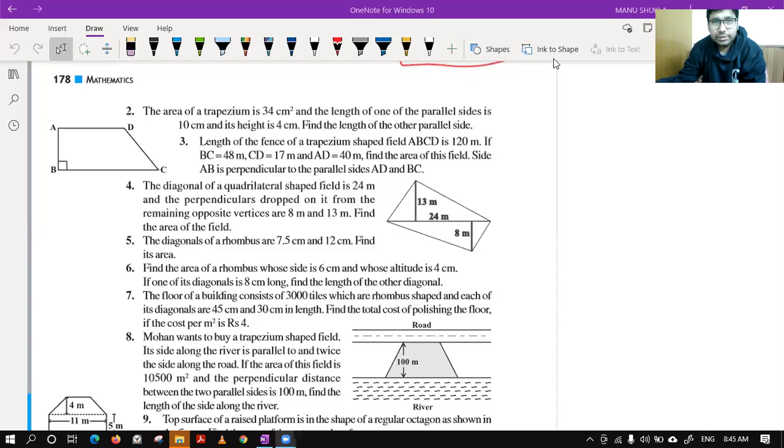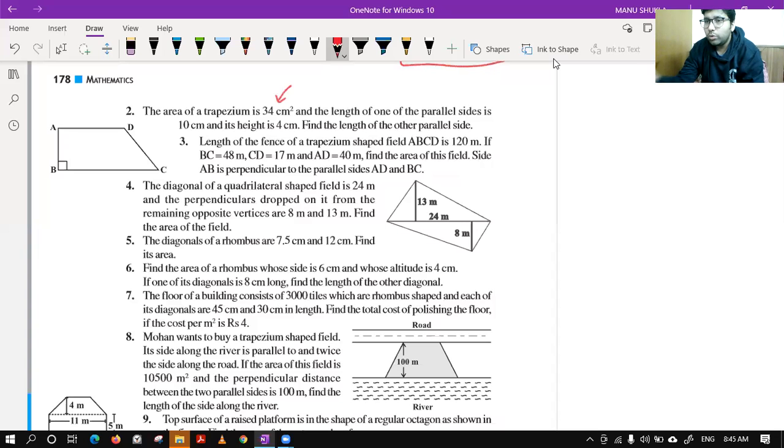The area of trapezium is 34 centimeter square. So, the first thing given to you in the question is the area itself. You don't have to find it. And the length of one of the parallel sides, so we have seen two parallel sides are there, the opposite one, is 10 centimeter, and height is also given to you as 4 centimeter. Find the length of the other parallel side. So very simple. We have to find the second parallel side.